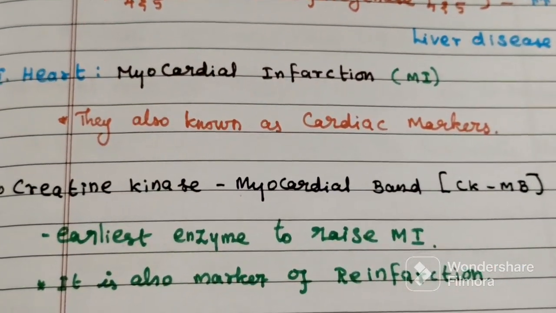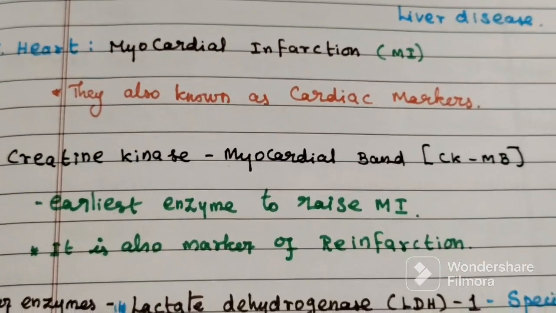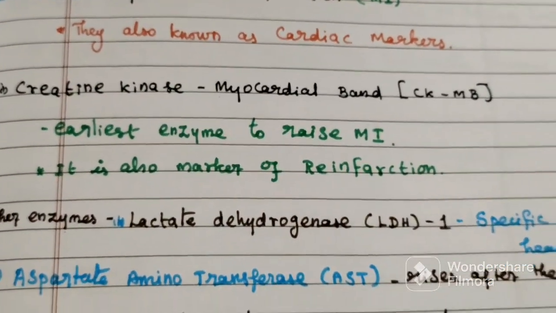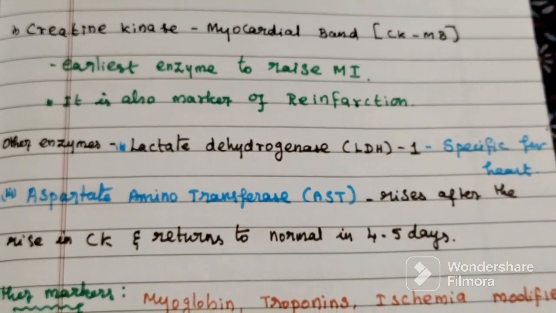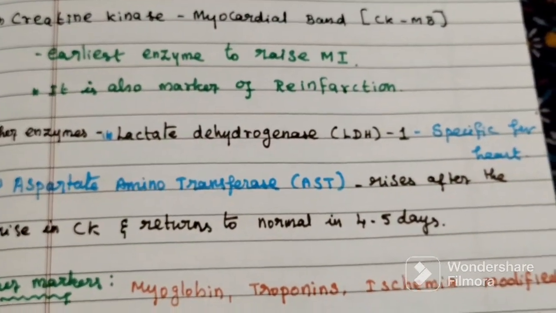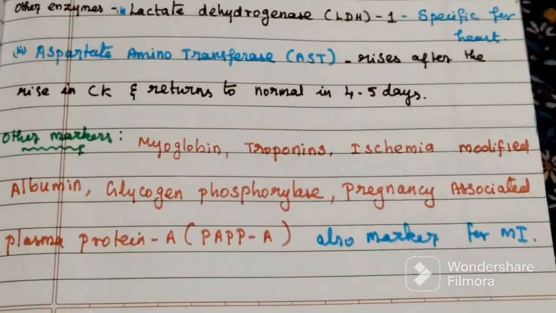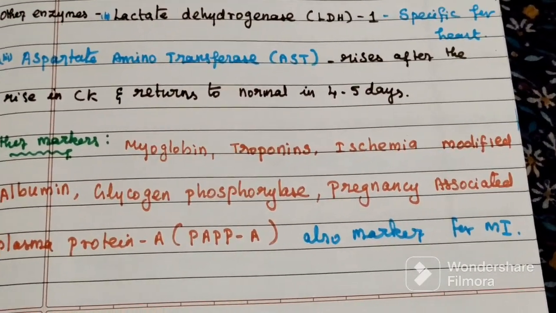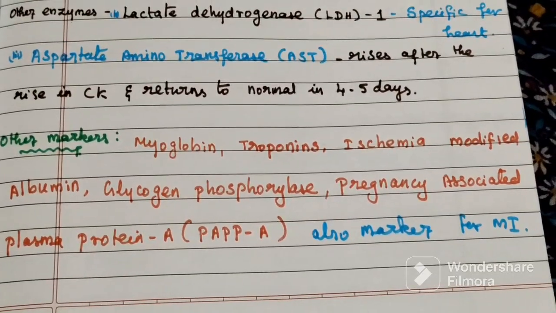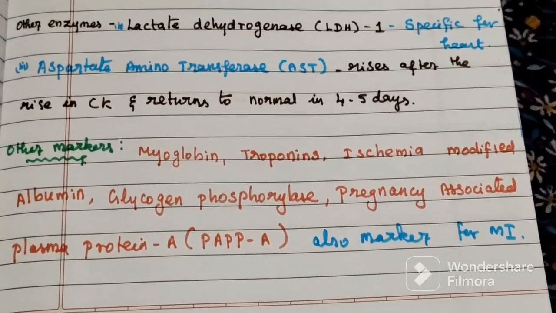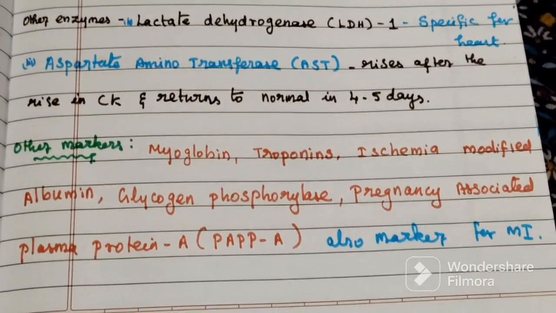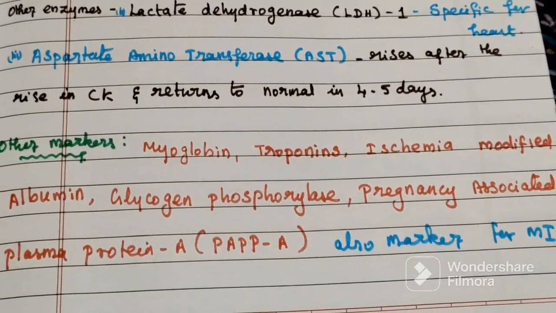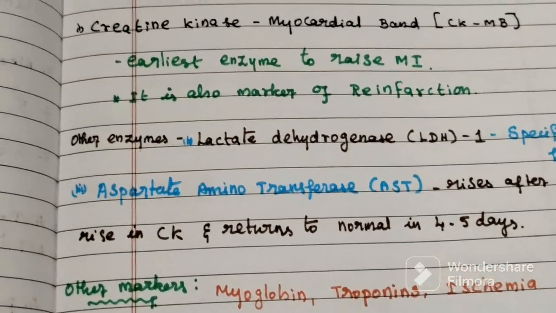So markers for heart disease: creatine kinase myocardial band, CKMB, lactate dehydrogenase, aspartate aminotransferase, then protein markers: myoglobin, troponin, ischemic modified albumin, glycogen phosphorylase, pregnancy associated plasma protein A. These are the important markers for heart disease.